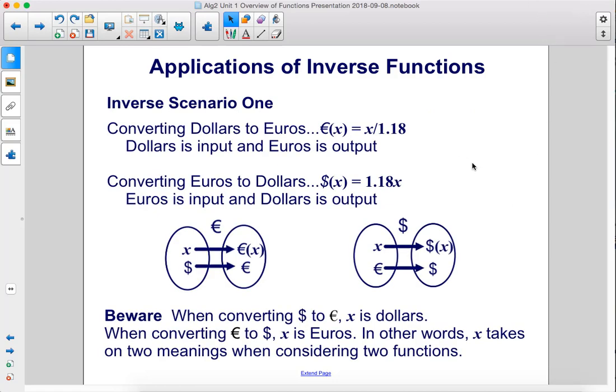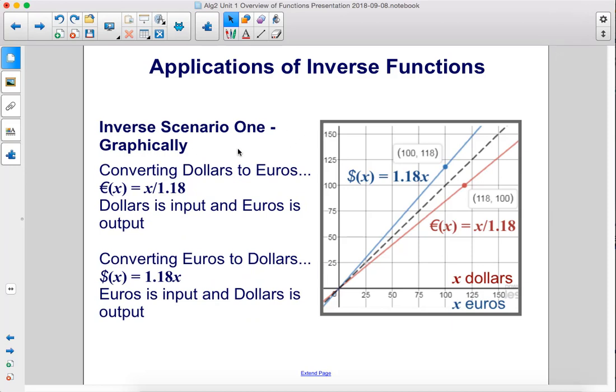Inverse scenario 1. Converting dollars to euros: dollars is input and euros is output. Converting euros to dollars, we have dollars of x equals 1.18x: euros is input and dollars is output. Beware, when converting dollars to euros, x is dollars. When converting euros to dollars, x is euros. In other words, x takes on two meanings when considering two functions.